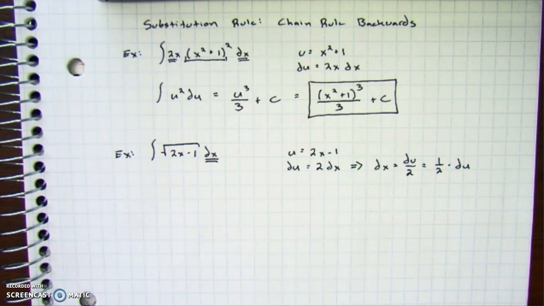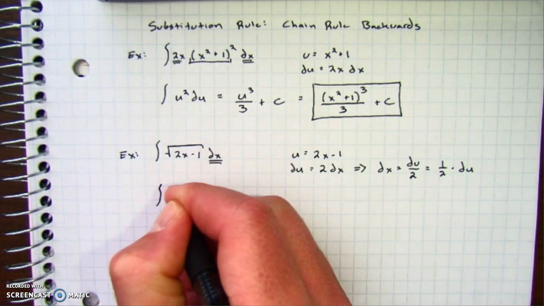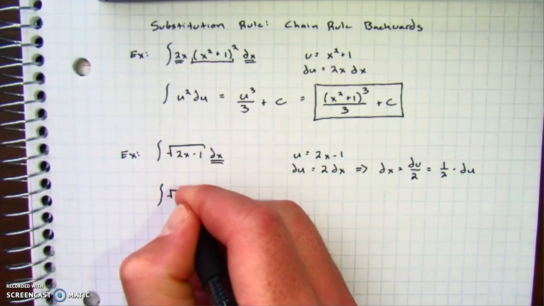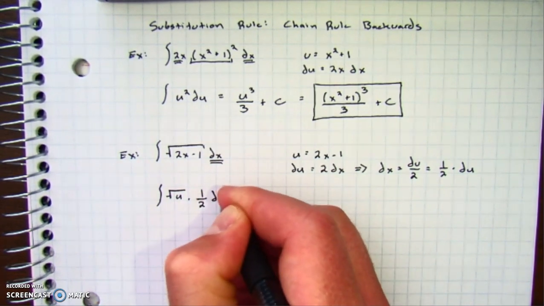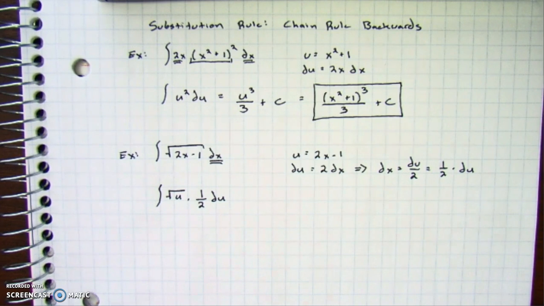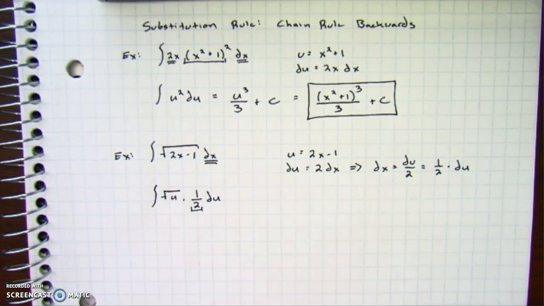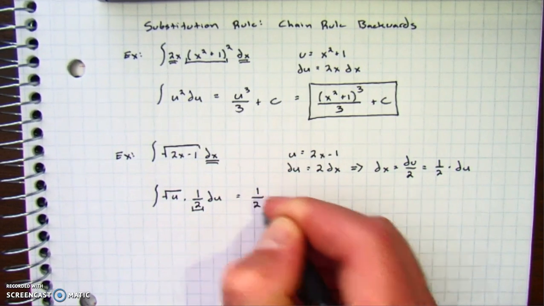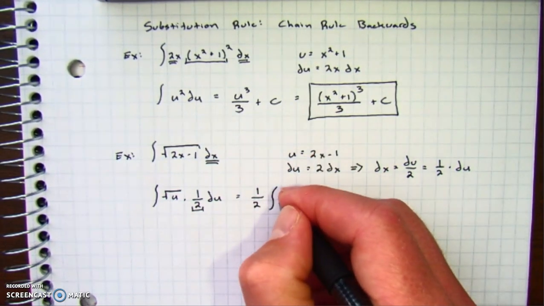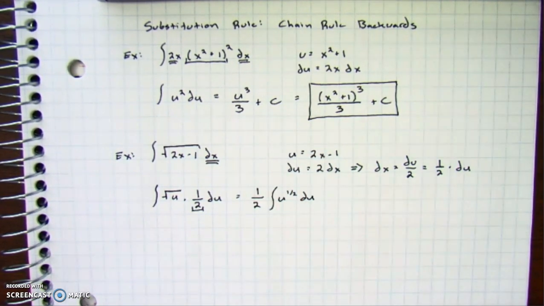All right, so now let's go ahead and come back here. So I'm going to rewrite this then. This is going to be the square root of u times 1/2 du. Now, the really nice thing about these constants is I can just go ahead and move this out to the front. So let's rewrite this one more time as 1/2 the integral, and I'm just going to call this u to the 1/2 du. Now, good. We're at a spot again where we can take the integral of this.